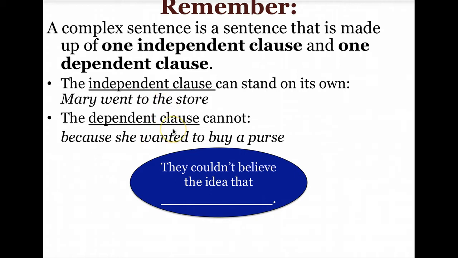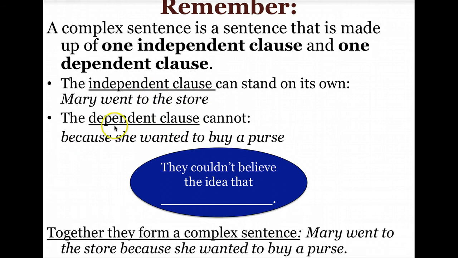They couldn't believe the idea that because she wanted to buy a purse. That does not make sense. That is how I know this is not an independent clause, rather it's a dependent clause, and that's how I know I can only use this one if I put it together with one that does pass the test. Basically, the dependent clause is too weak to stand on its own. It needs something to go with it.